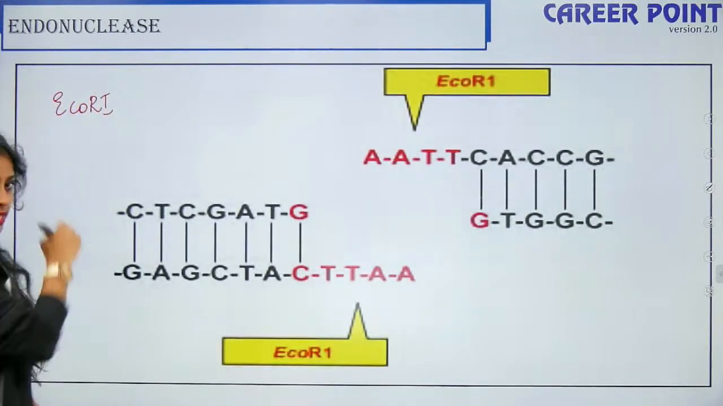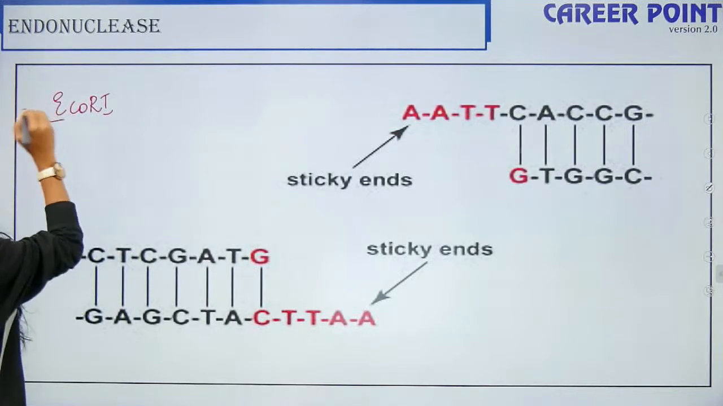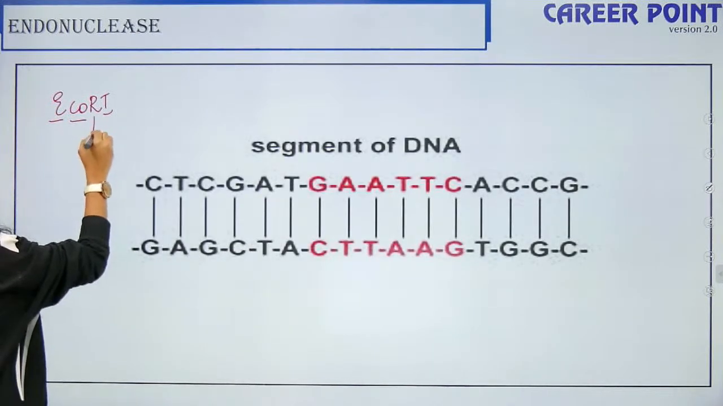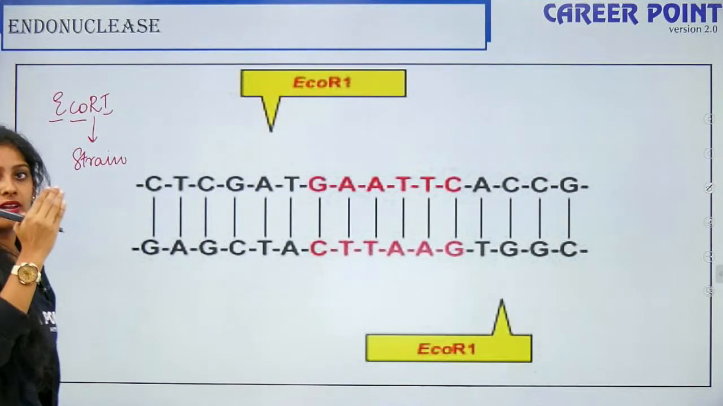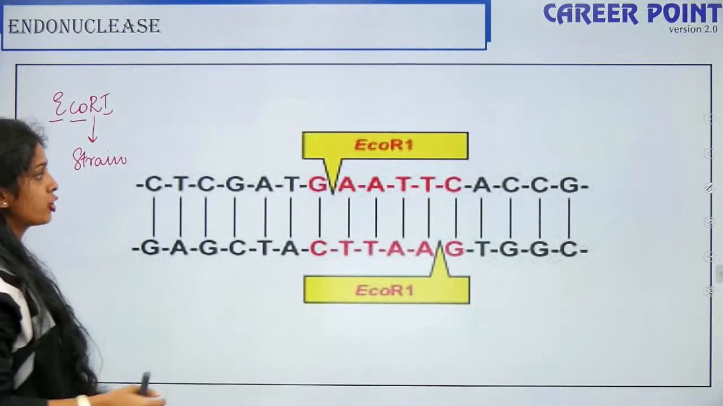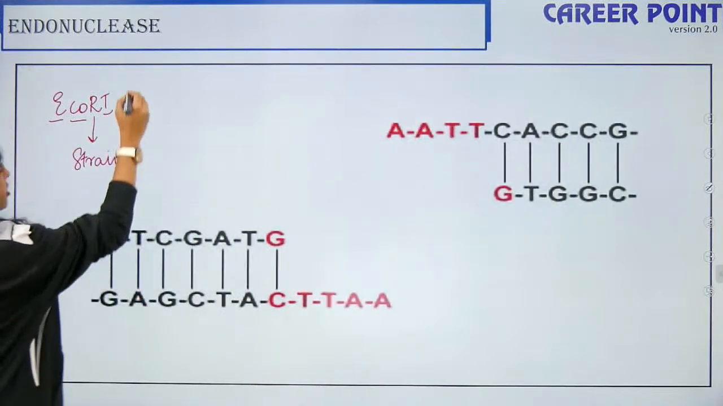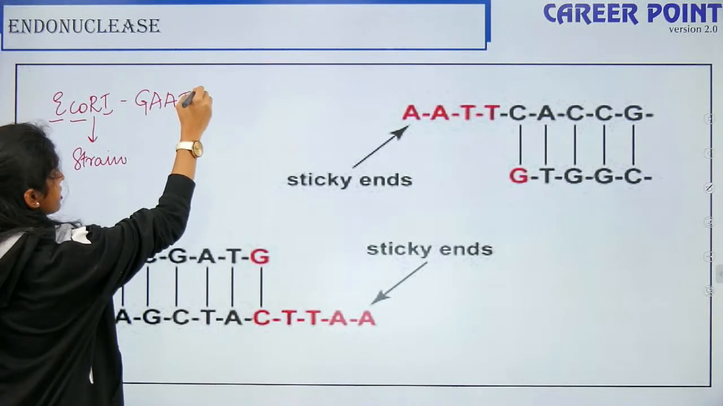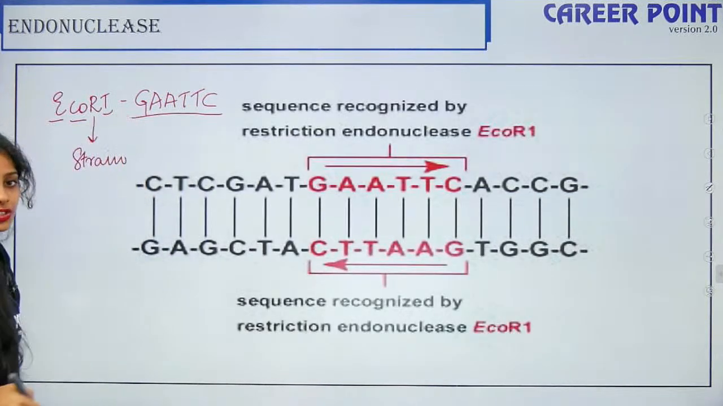This is how you write it. This is a restriction enzyme from your E. coli. This stands for your genus name, these two for your species name, R stands for the strain, and the Roman number stands for the order in which they were identified, right? So EcoR1 is one of the endonucleases that chops off at a particular recognition sequence. So what is the sequence? The sequence is GAATTC, right? Yes.